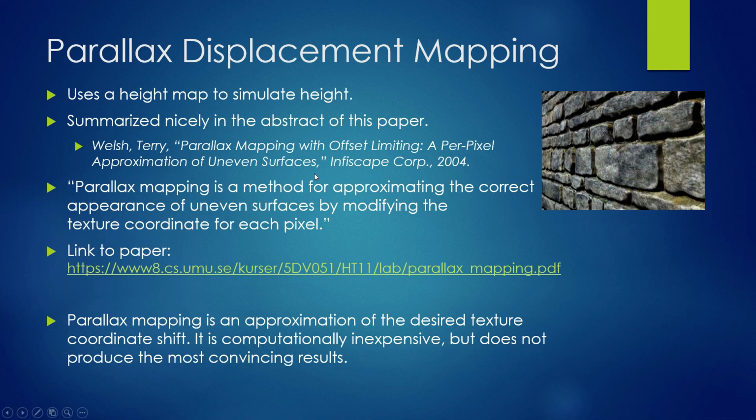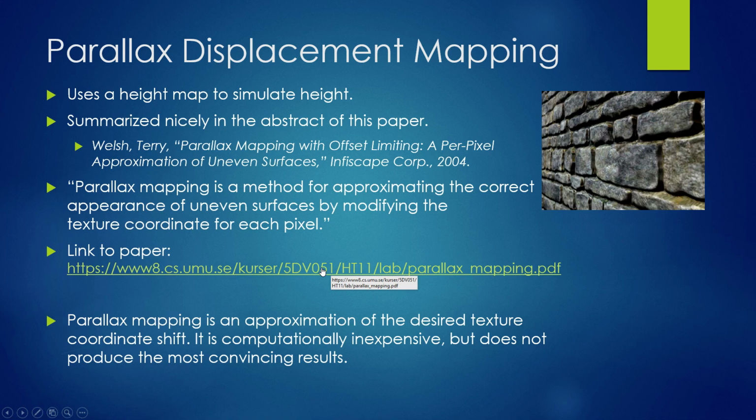So parallax displacement mapping is a method of height mapping that is an approximation. There are some issues with it, but it's relatively easy to implement, and if you mess with your scale and bias, these tweakable values, you can get some nice results. So I'm going to open up this paper.